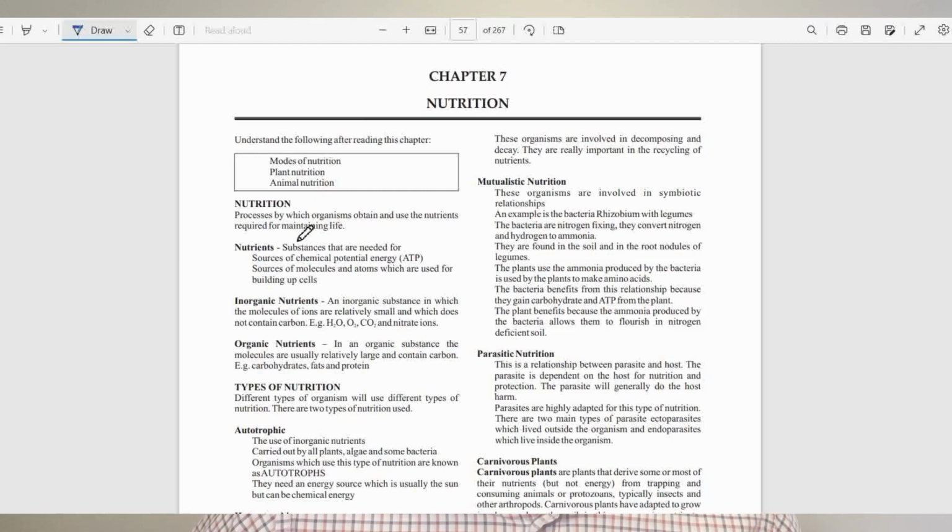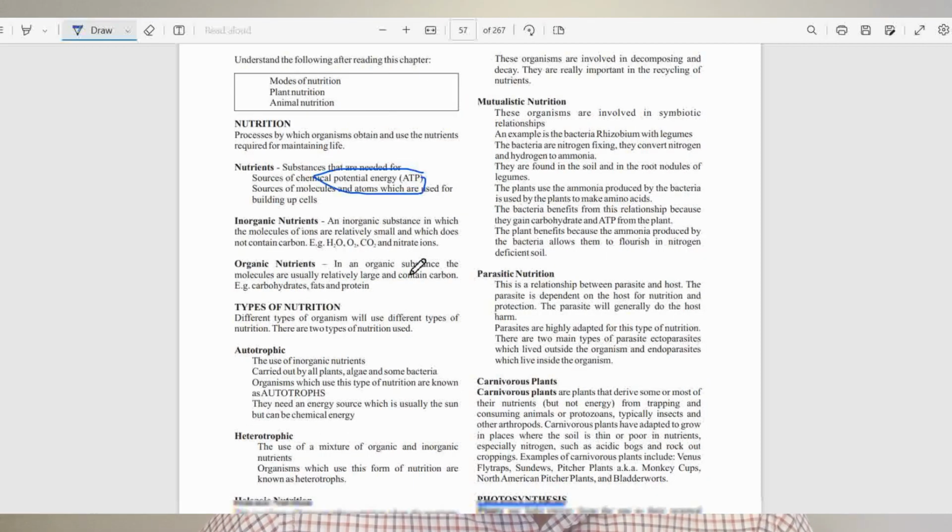So first and foremost, what is nutrition? It is the process by which organisms obtain and use nutrients required for maintaining life. And of course, these nutrients are used to produce chemical energy in the form of ATP.